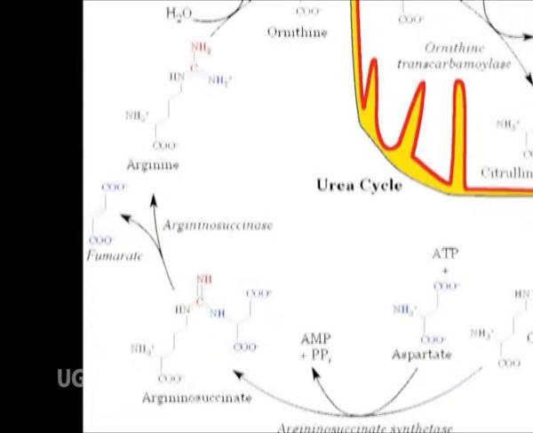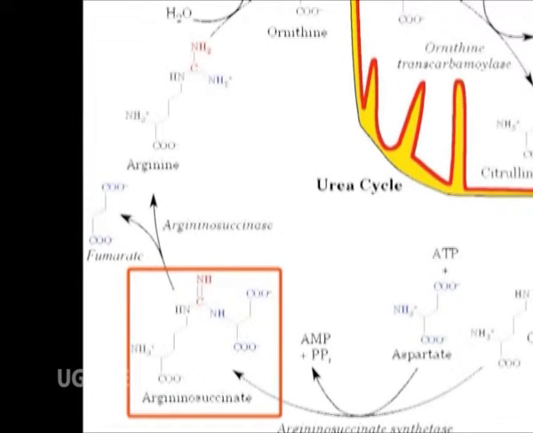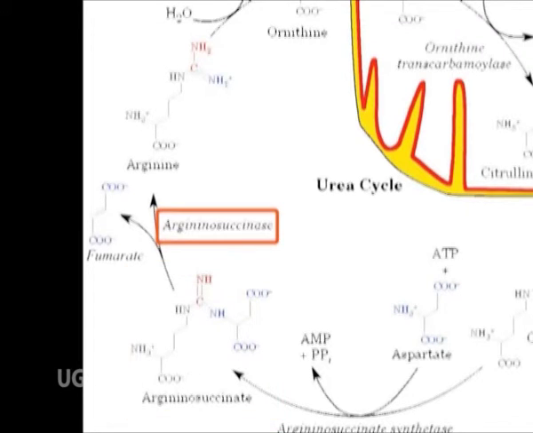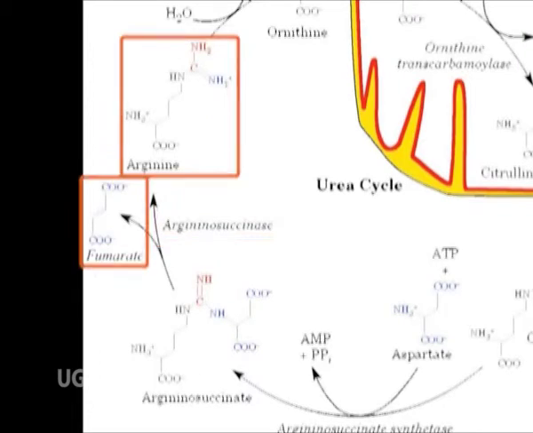In the second reaction, the argininosuccinate is then cleaved by argininosuccinase to form free arginine and fumarate, the latter entering mitochondria to join the pool of citric acid cycle intermediates. This is the only reversible step in the urea cycle.